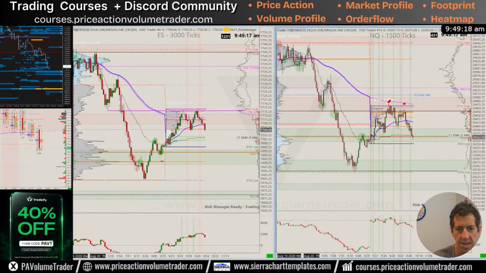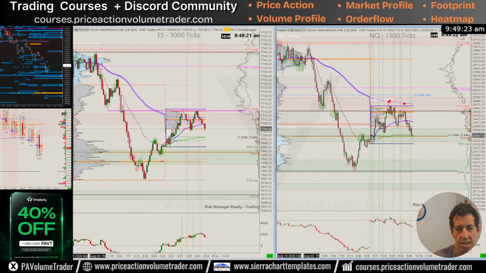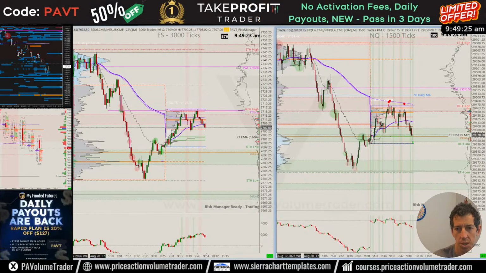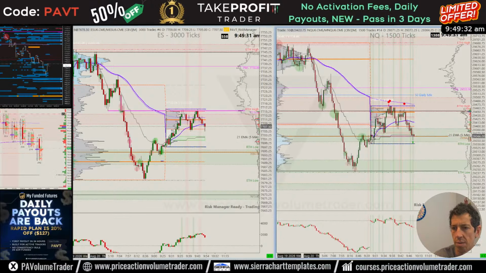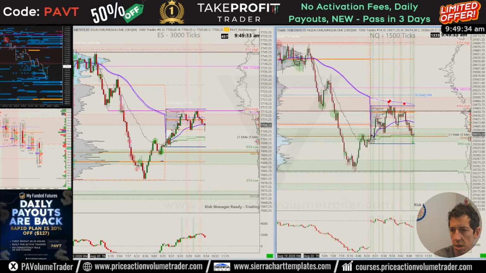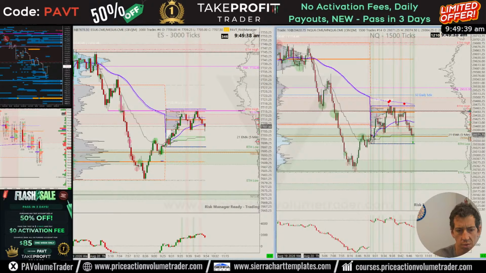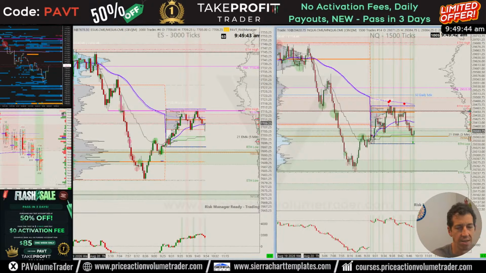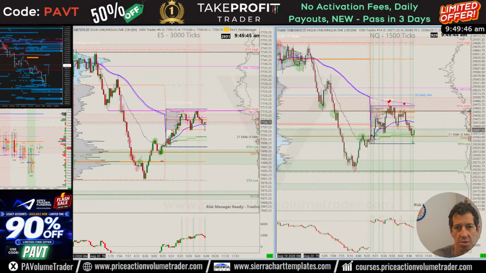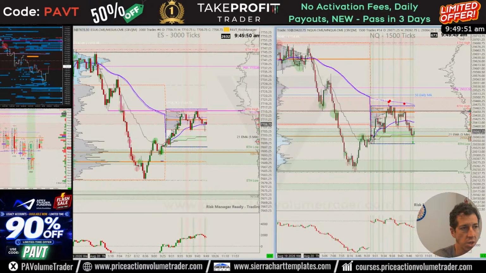So the goal for today, it's pretty simple. I wanna pass the Take Profit Trader evaluation that I have. I bought it 2 days ago. Okay, let me turn down the music. I bought the evaluation 2 days ago with the 50% off sale they have going, and they've changed it now that you can pass in 3 days instead of 5. So that makes a huge difference.